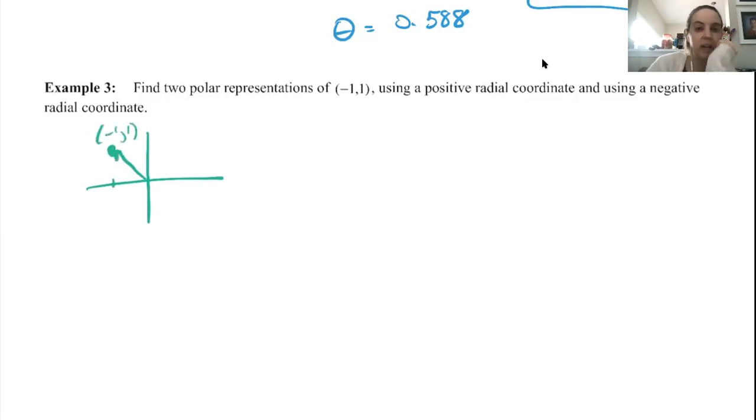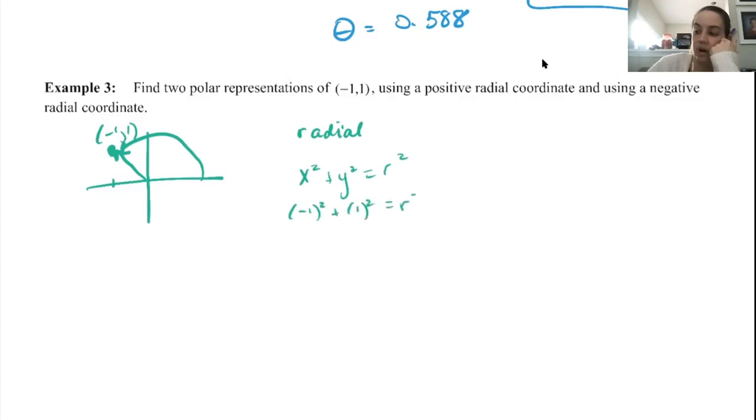So that's what it is in rectangular coordinates. And we're looking for polar coordinates. So we're going to go up and over. We've got to do a couple things. We need our radial distance. From the formula above, we said x squared plus y squared is equal to r squared, the equation of that circle. So negative 1 squared plus 1 squared is equal to r squared. So 1 plus 1 is r squared, 2 equals r squared, r is the square root of 2. So that's the radial coordinate.